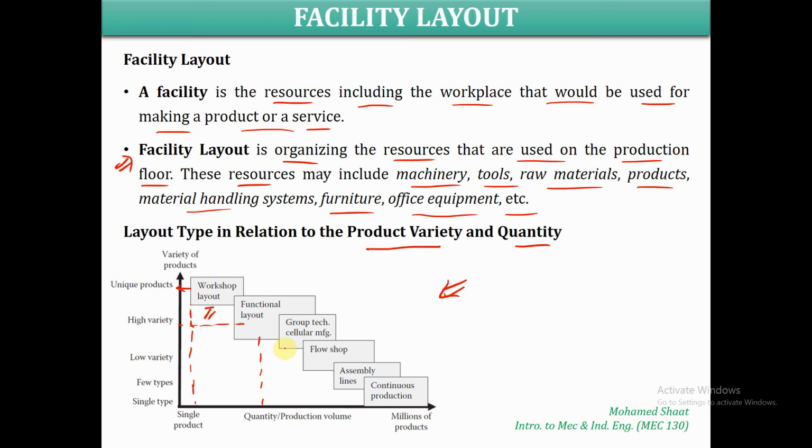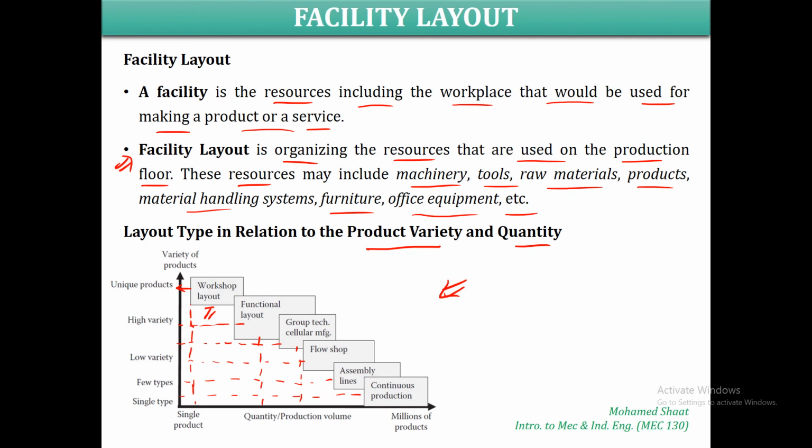Group technology, cellular manufacturing facility. This is another type of facility that works on a product that is between low variety and high variety, and it can provide a good quantity of the product. Also, we do have flow shop layout, assembly lines layout, and continuous production layout. So these are different layouts, arranged based on the product variety and the quantity of the products.